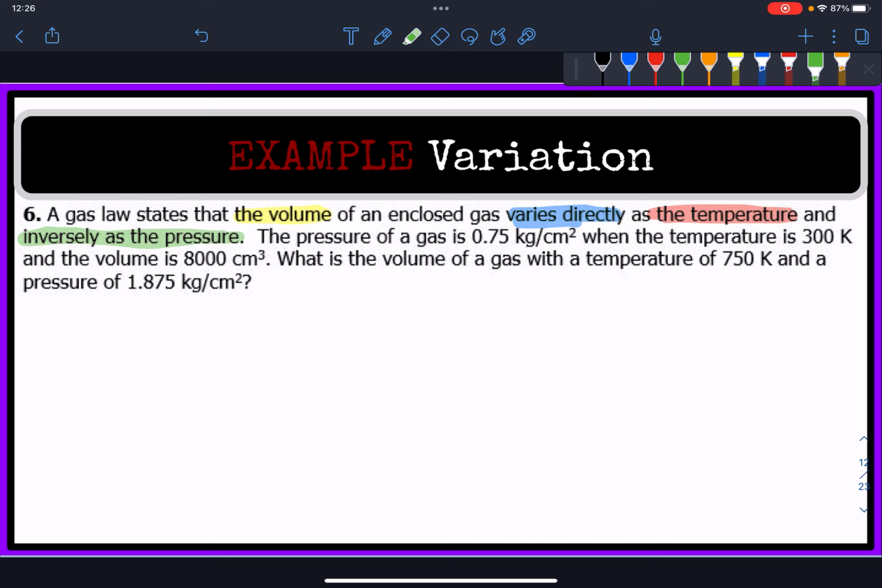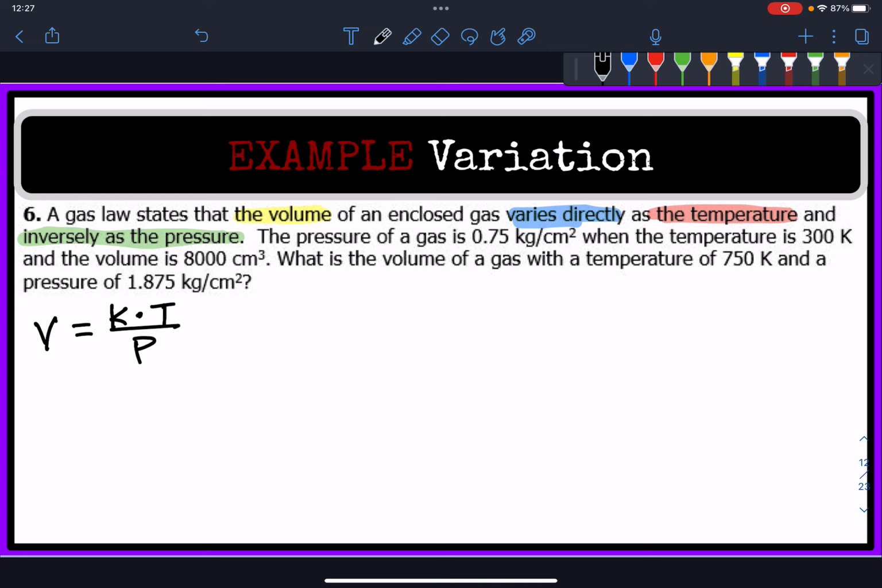to the pressure. So what this means is that V, volume, is going to equal K, and the K is multiplied with the temperature because it varies directly, but then it's going to be divided by the pressure because it varies inversely. So we multiply with the T, and since it varies inversely, we divide this K by the P, the pressure. So we use P for pressure. So this is the relationship between the volume, the temperature, and the pressure.